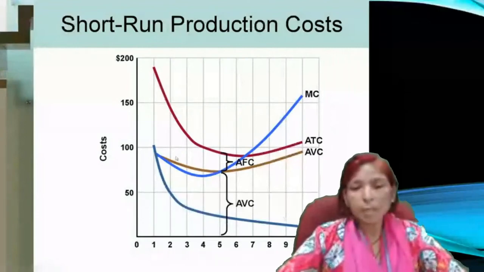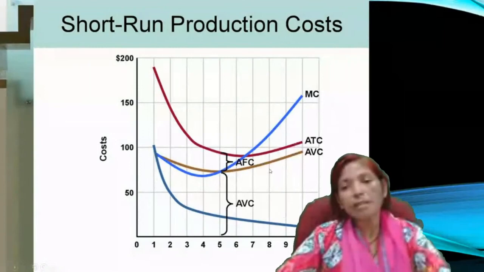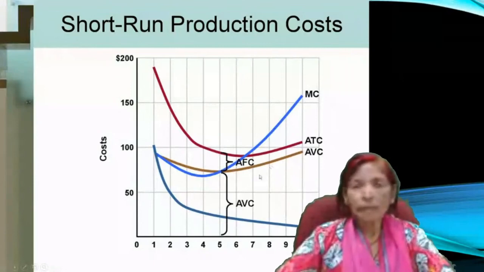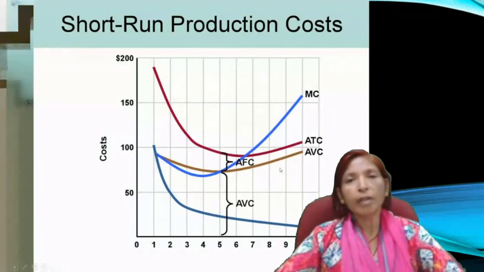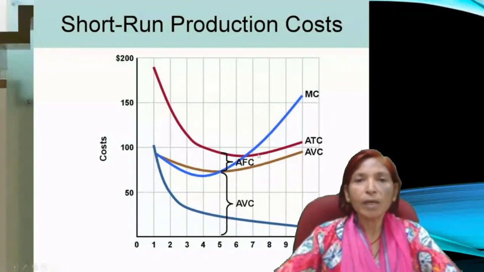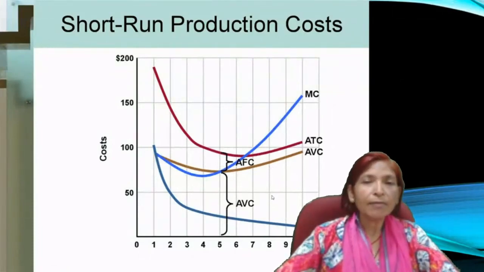Next is average variable cost. Average variable cost is the per unit cost of variable factors. Its curve is always a U-shaped curve, and why is it a U-shaped curve? Due to the applicability of the law of variable proportion. The law of variable proportion is known as returns to a factor. This law is applicable in the short run.